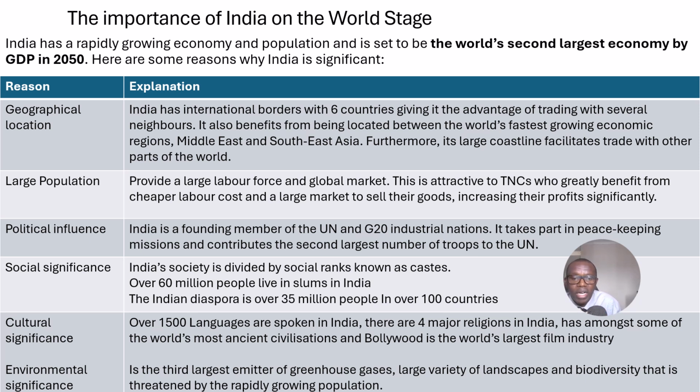Now, India has international borders with 6 countries, and this gives it an advantage because it trades with several of its neighbors. It also benefits from being located between the world's fastest growing economic regions. And those regions are the Middle East and Southeast Asia. So they are able to trade within those particular regions and make a significant amount of wealth from doing that. Furthermore, India also has a large coastline, which allows it to trade with other parts of the world, including Europe and Africa.